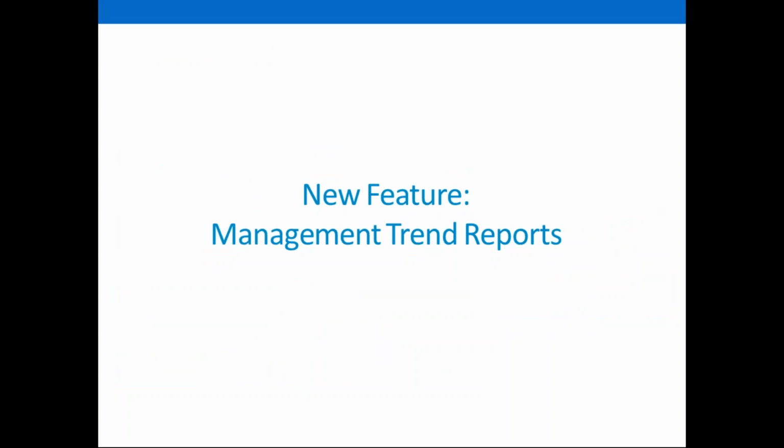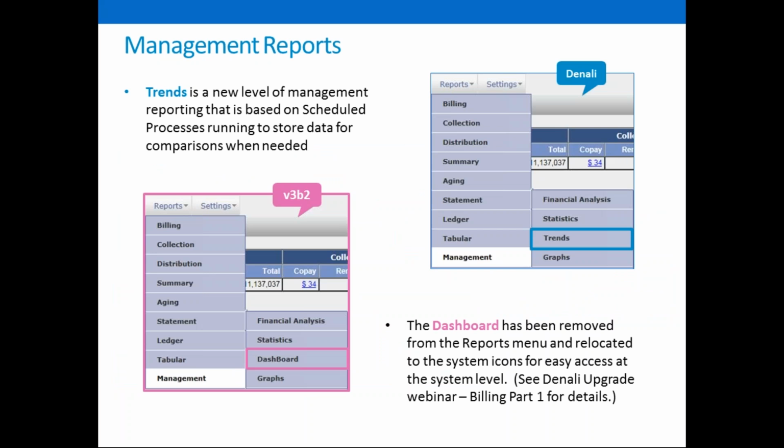Now, also at the system report level, there is a new report called Trend under the Management Report choice. So in your existing Management Report menu, this is where the dashboard option used to exist, but that dashboard was never really utilized the way we've presented it now in the upgrade. So we've removed it from the management report since, as we talked about in session 1, we've turned it into a system level icon, and we've replaced it now with this trend report option.